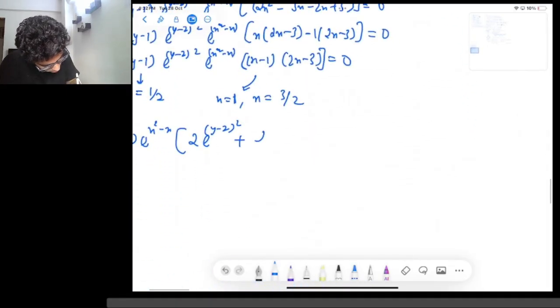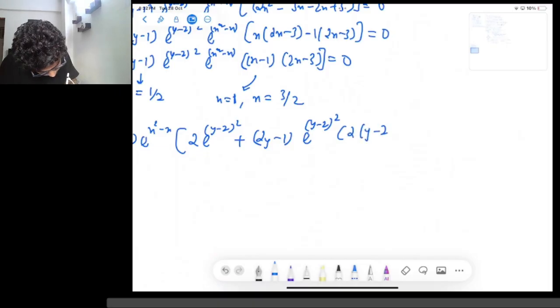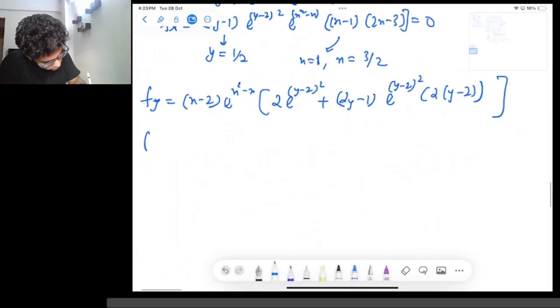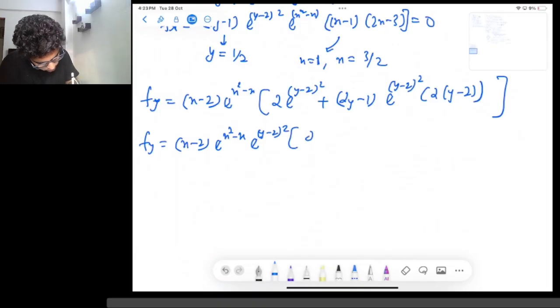Now this gives me 2y minus 1, e to the power y minus 2 whole square remains as it is, and then it gives me 2y minus 2, and then 1, right? So this should be equal to 0. So now I finally get e to the power y minus 2 whole square, and this will become 2 plus 2 into 2y minus 1 into 2y minus 2, right?